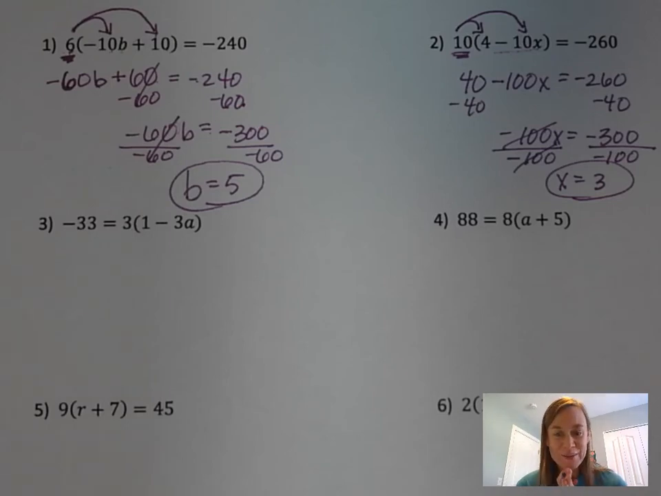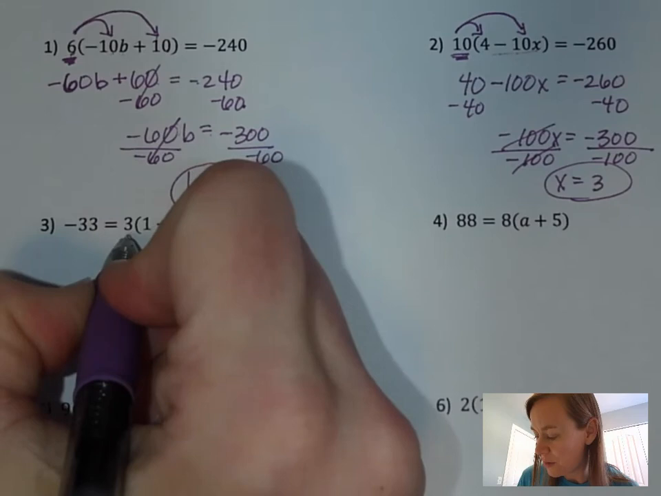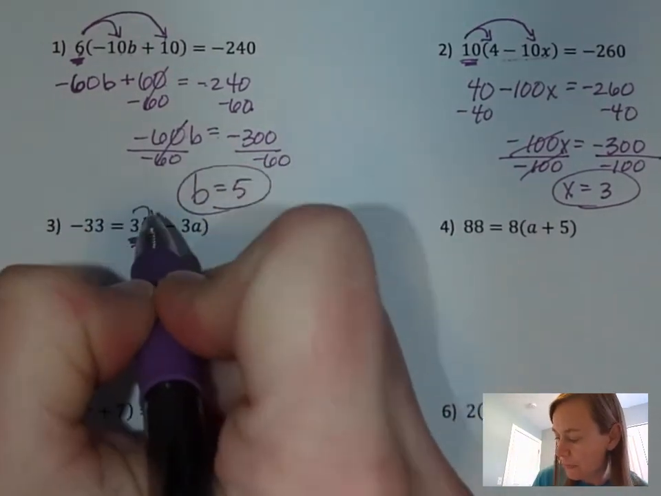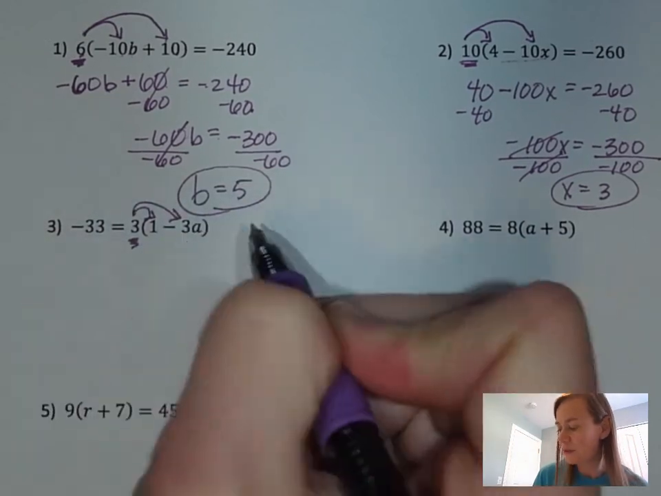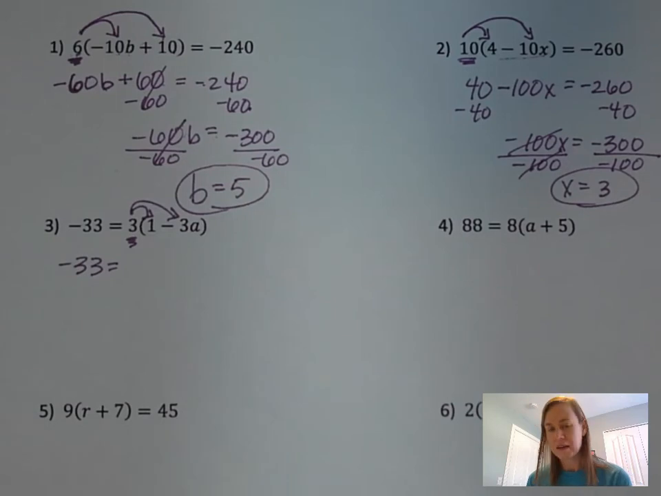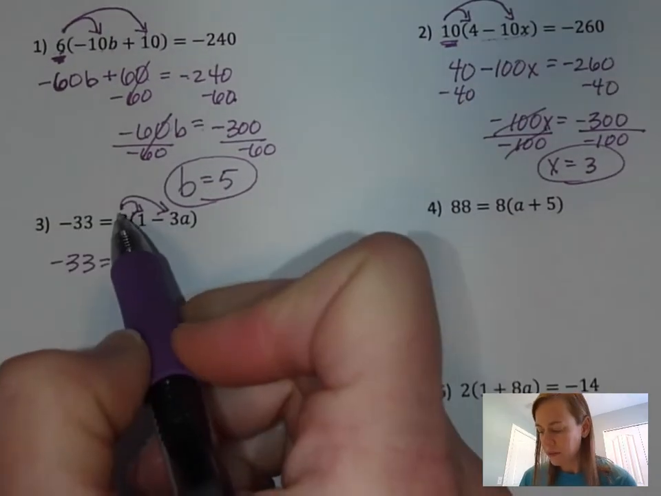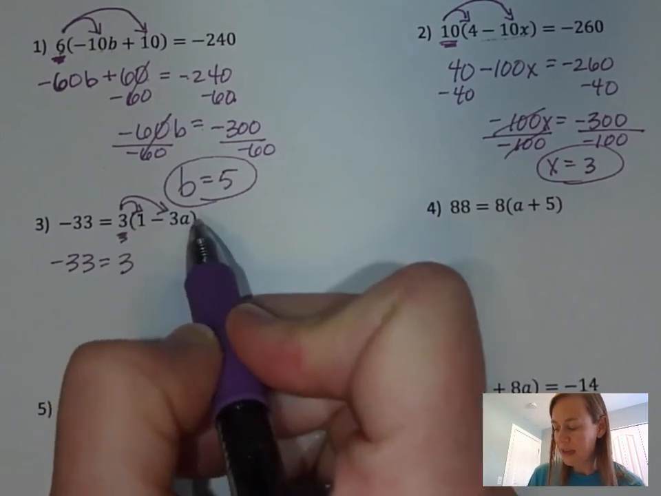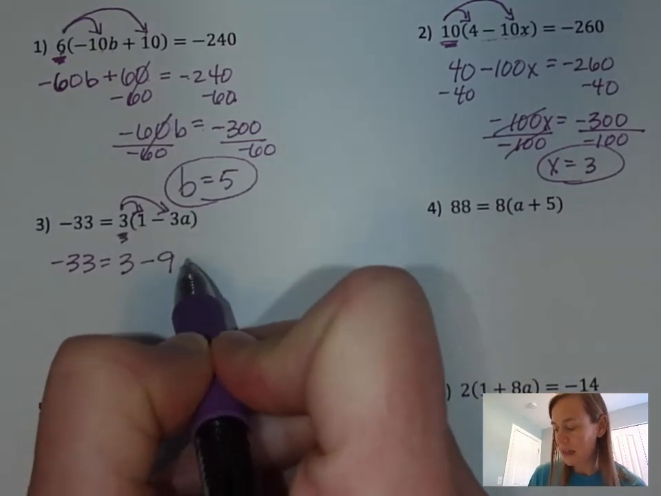All right, so hopefully you just did your work and you got an answer. Let's see if it lines up with what we got. So we're going to distribute the 3, that's the number in front of the parentheses. We're going to distribute it to the 1 and to the negative 3a. So I'm going to just copy this part down. Negative 33 equals. Okay, now 3 times 1 equals 3. 3 times negative 3a equals negative 9a.